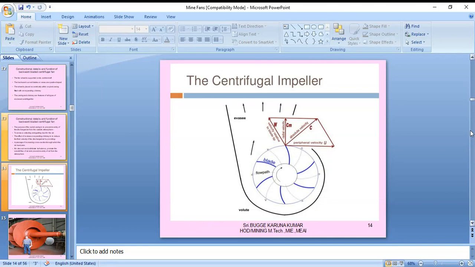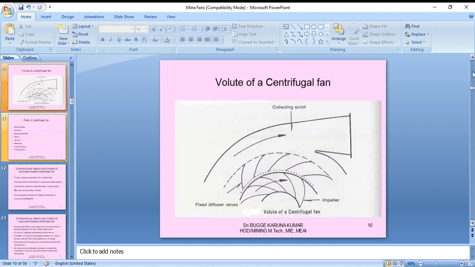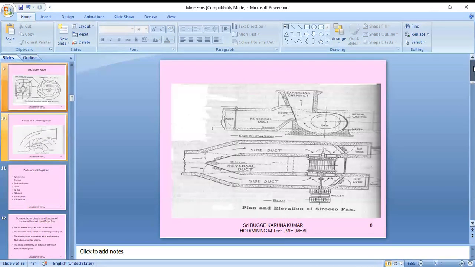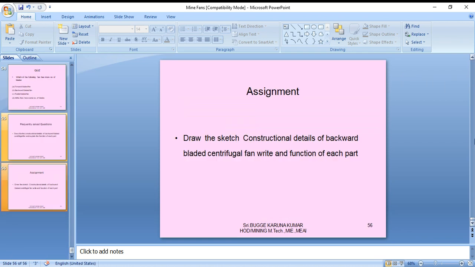There is an empirical formula also. In the next coming classes I will give how to calculate the pressures. This is also important for the exams. This is the best as far as centrifugal fan construction is concerned. So these are the points. Practice your notes, and describe and draw the sketch of the backward bladed centrifugal fan. So now I am concluding this class. I hope that you enjoyed today's class. Thank you very much.